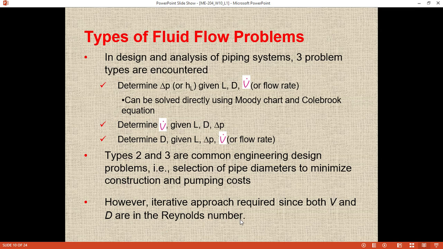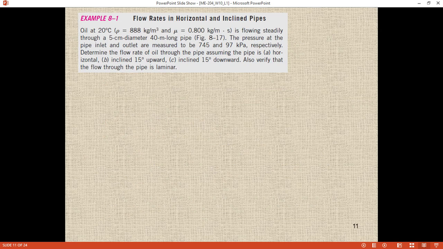So let's see some practice problems for fully developed laminar flow. Here, consider a flow rate in a horizontal inclined pipe. First we are dealing with the horizontal and inclined pipes.